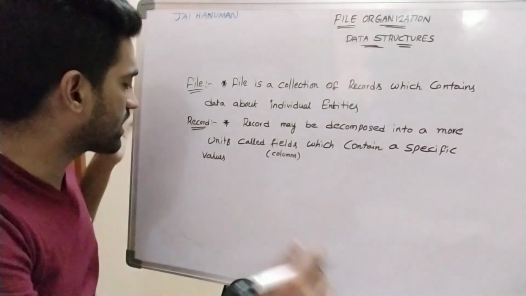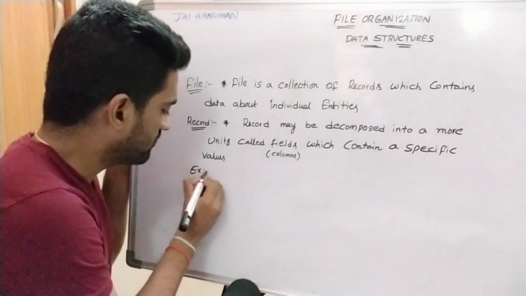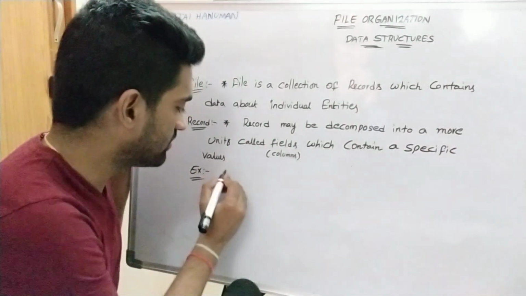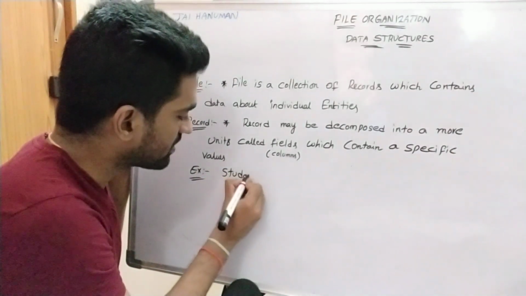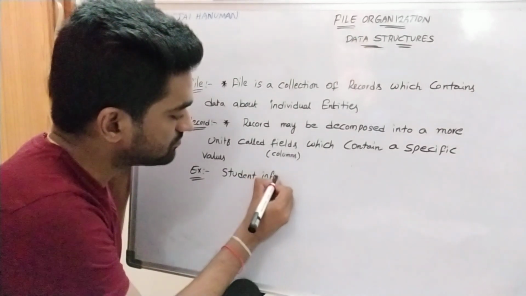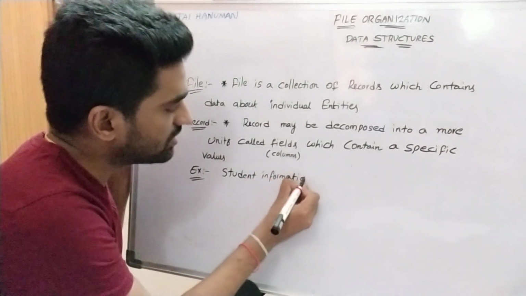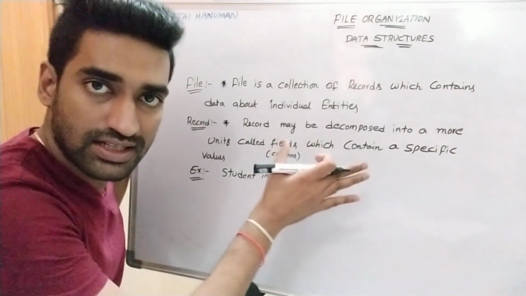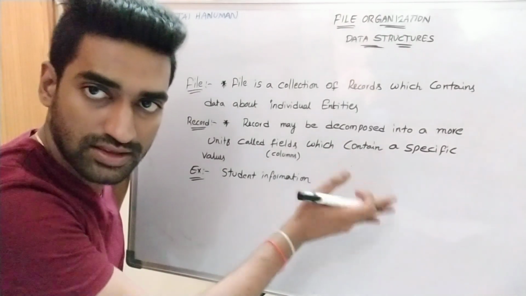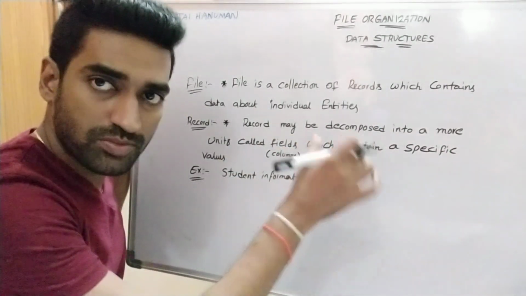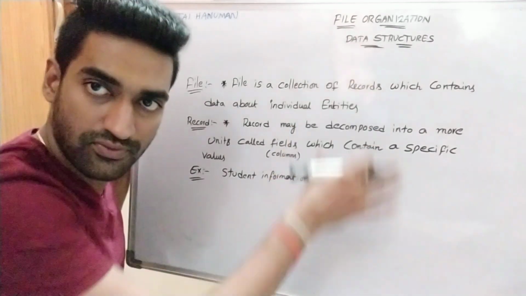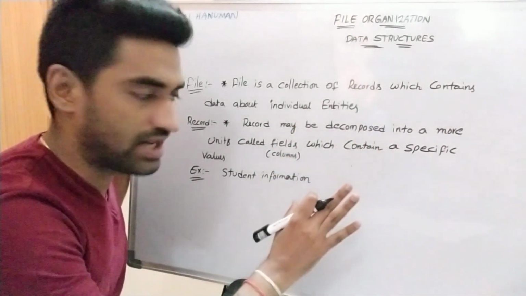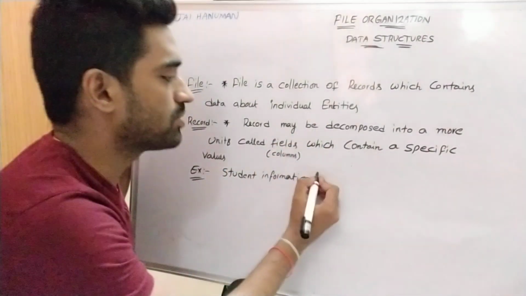Here I am taking one example for a file. Consider a student information file. Simply, a file is a collection of records, so the entire data is maintained with the help of records. Records are nothing but rows. Rows may be decomposed into a number of columns, that is, fields, which store specific values.